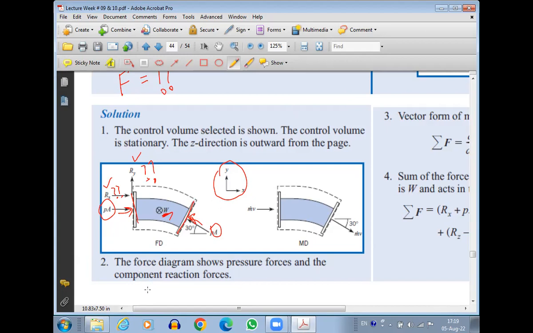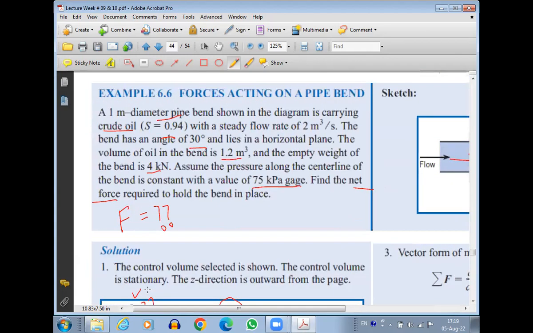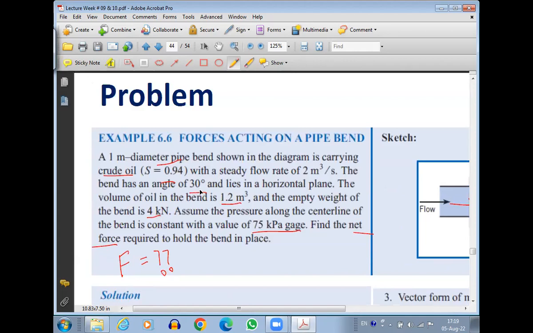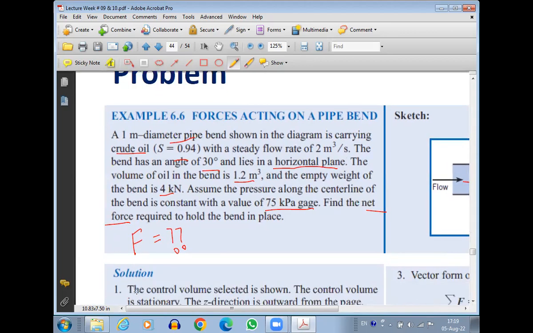The key to understand is that this pipe bend lies in the horizontal plane. This shows that we are going to have the X and Y components, but X and Y are both in the horizontal plane. So if the weight has to be considered, it has to be the third axis. So we are going to have all three axes in our problem solution.